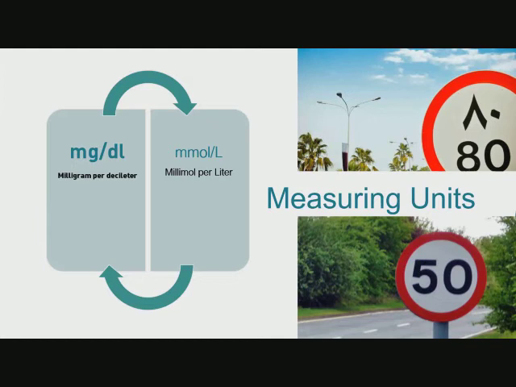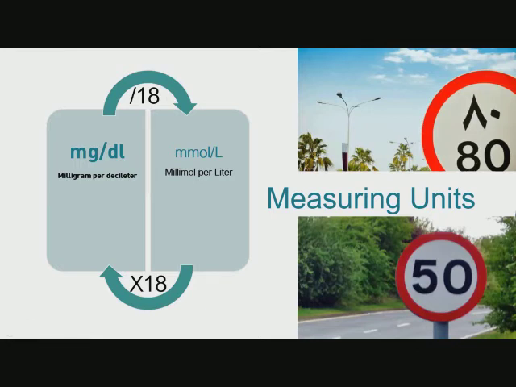I'm going to give you a small tip. If you are used to millimole per liter, and then you went to the doctor and the doctor gave you your result in milligrams per deciliter, there is a very easy way that you can convert those units. If you want to convert from milligrams per deciliter to millimoles per liter, then just divide by 18, and vice versa. If you want to convert from millimoles per liter to milligrams per deciliter, multiply by 18.